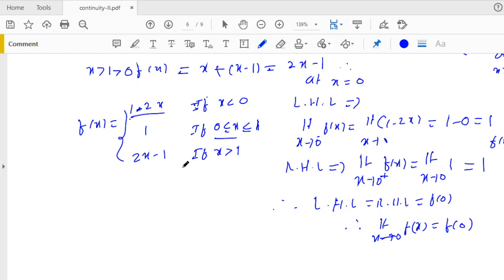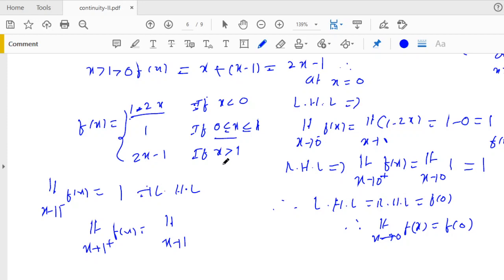Similarly we can check at x equal to 1. Therefore limit x goes to 1 minus f of x equal to, when x is less than 1, f of x takes 1. Therefore this limit value equal to 1. This is LHL. Similarly, when x approaches 1 from right, limit x goes to 1 plus f of x. When x is greater than 1, f of x equal to 2x minus 1 equal to 2 into 1 minus 1 equal to 1.